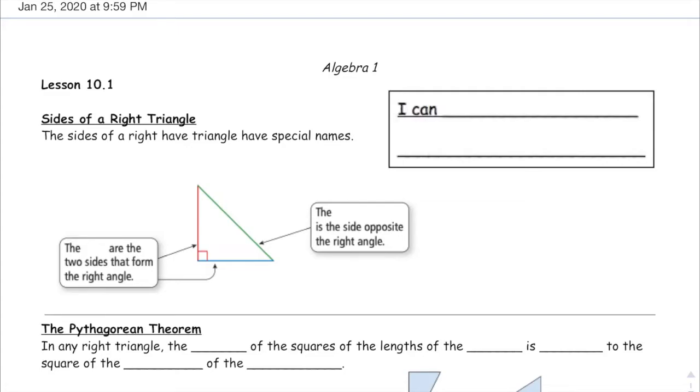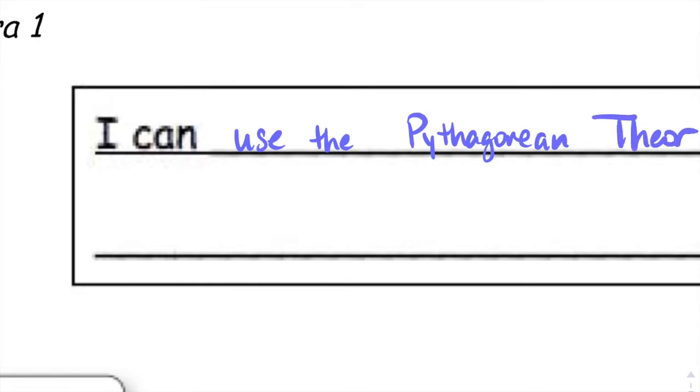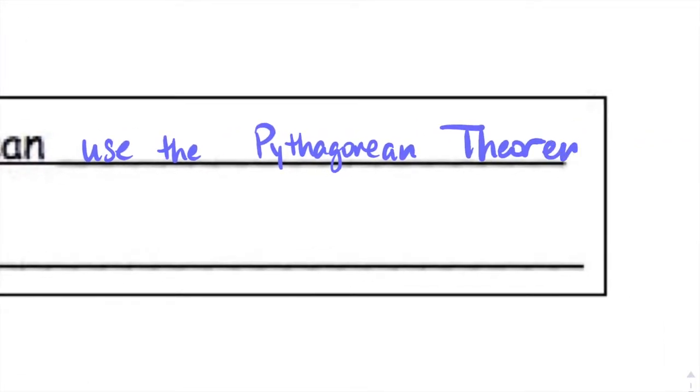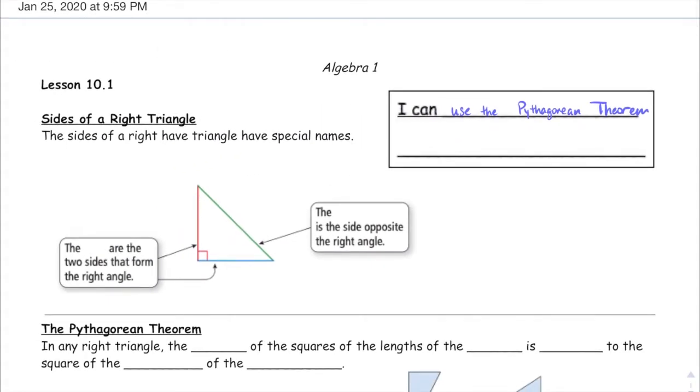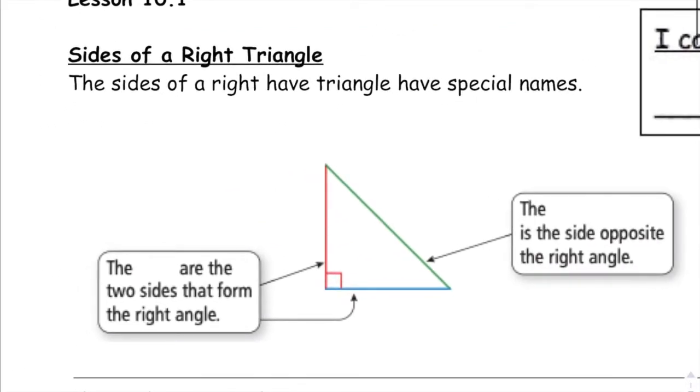So today we are going to talk about using the Pythagorean theorem. Today our I can statement is going to be: I can use the Pythagorean theorem. Okay, so we're going to talk about triangles a little bit. We'll talk about parts of triangles first, and then we'll talk about what the Pythagorean theorem actually is.